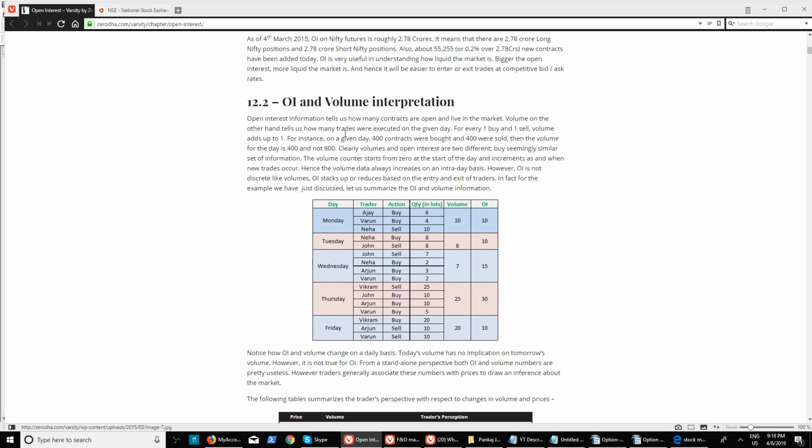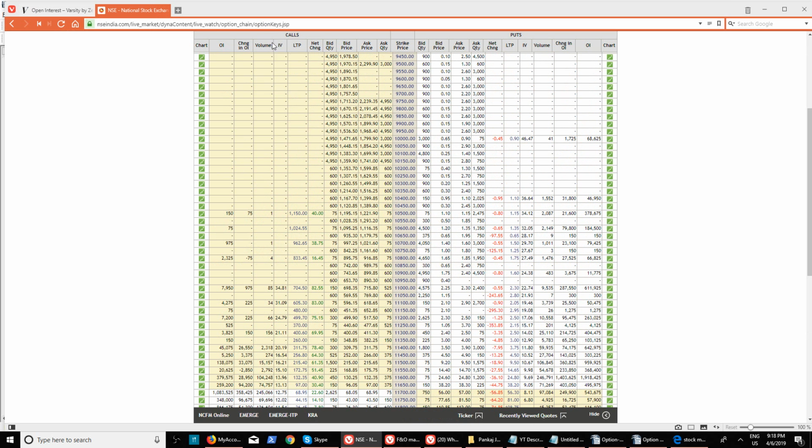So, OI and volume interpretation. Open interest information tells us how many contracts are open and live in the market. Volume, on the other hand, tells how many trades were executed. If you look here, the third column is volume, and this volume is between trades. If the same contract is being exchanged from one person to another person, that is known as trades, and that will increase the volumes. But open interest is actually a different data.